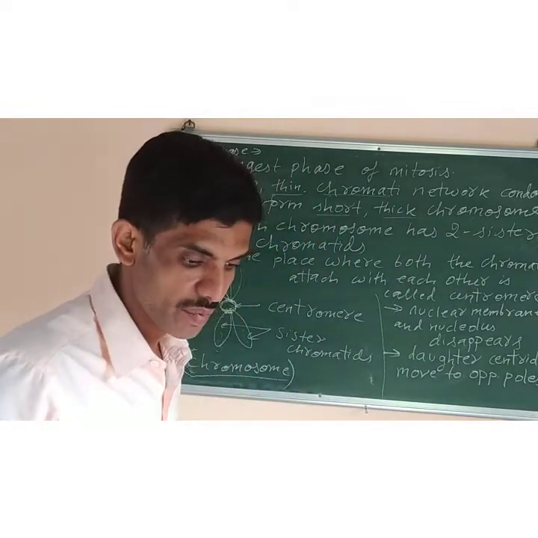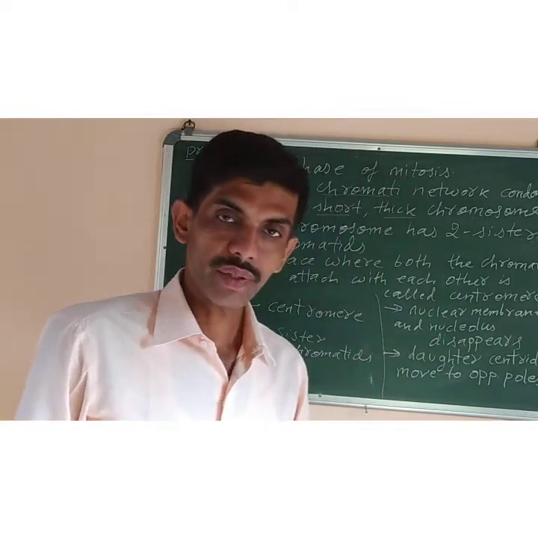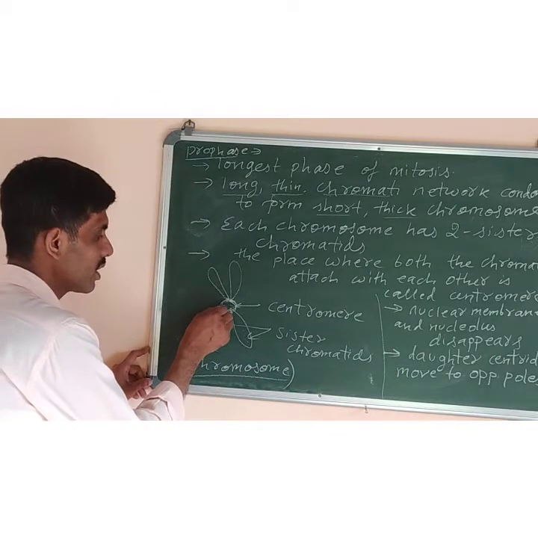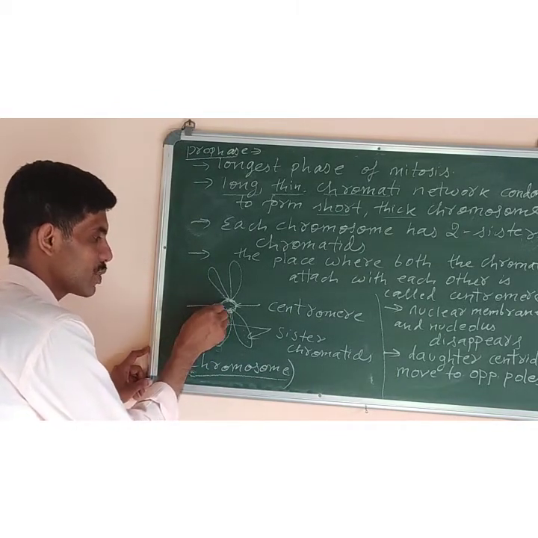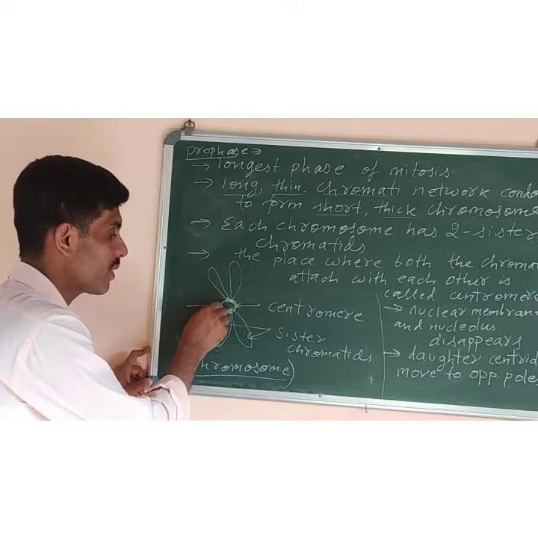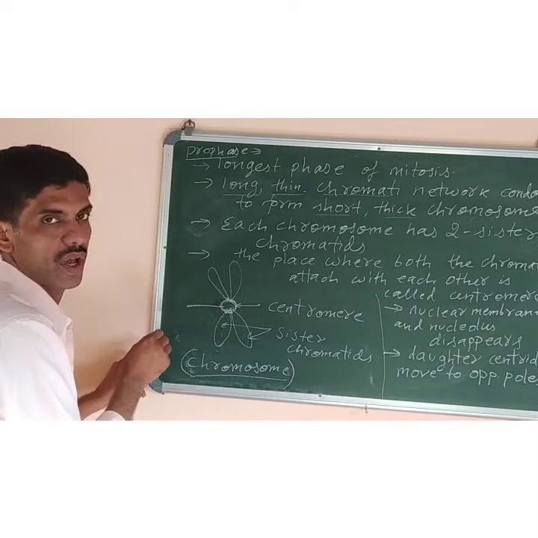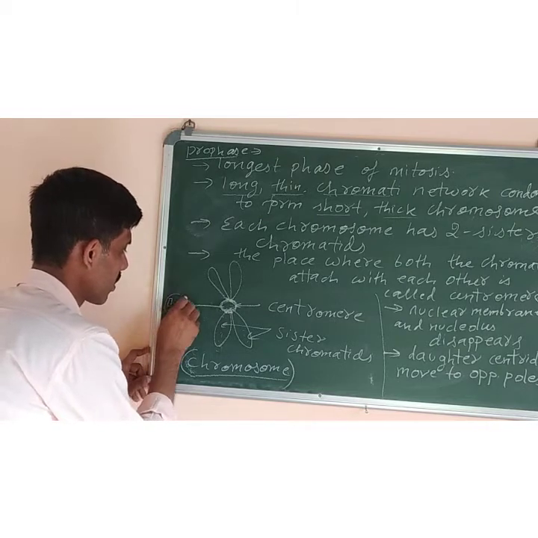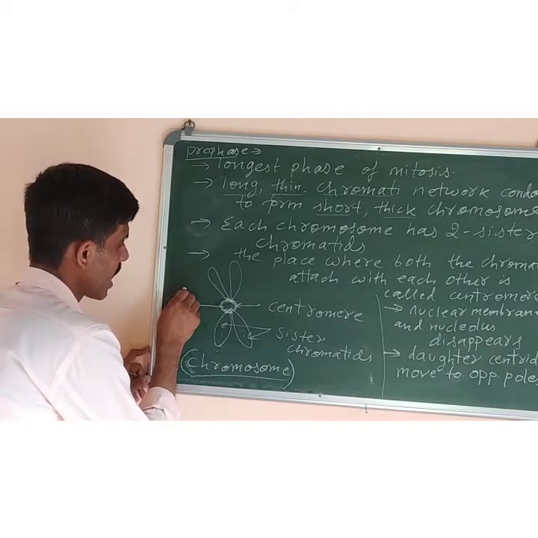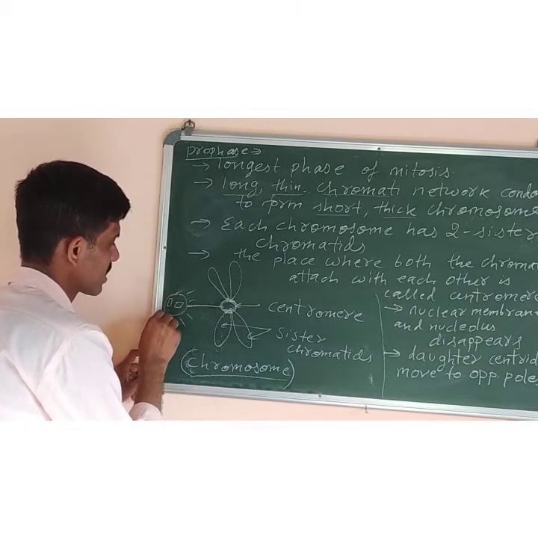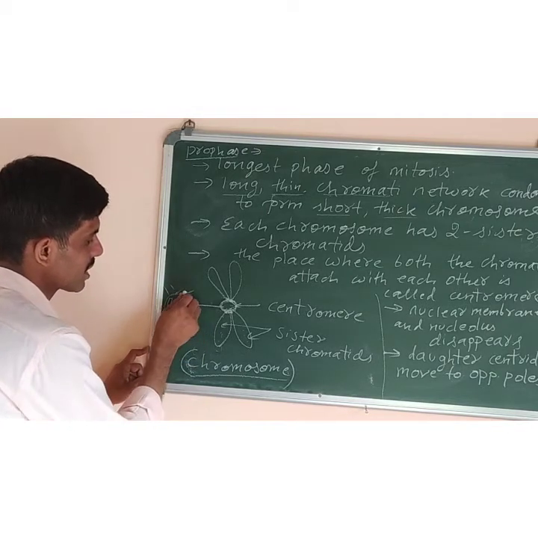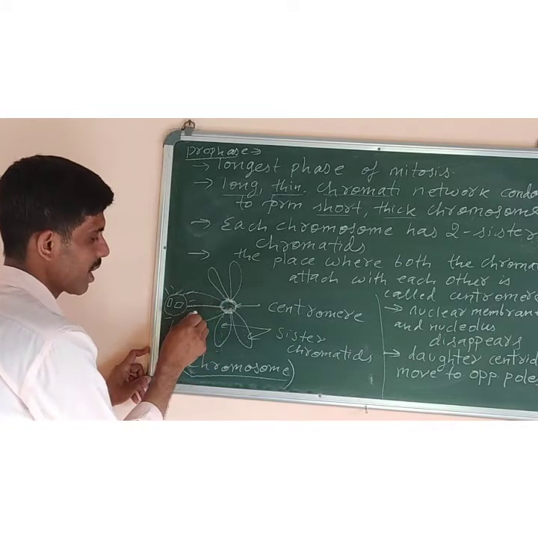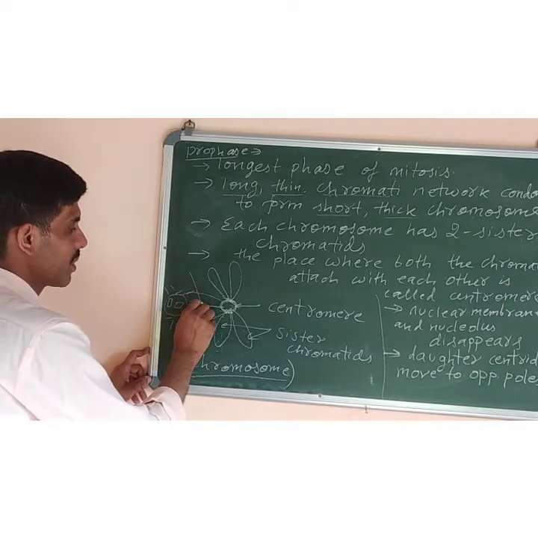Any more events left here? No. And spindle fibers are attached. Like this is the centromere, here only the spindle fiber is attached. These spindle fibers are formed from the centriole. Suppose if this is the centriole I am drawing here, from it radiating rays are produced. They are called asters. And they lead to the formation of spindle fibers, so they are known as spindle fibers.